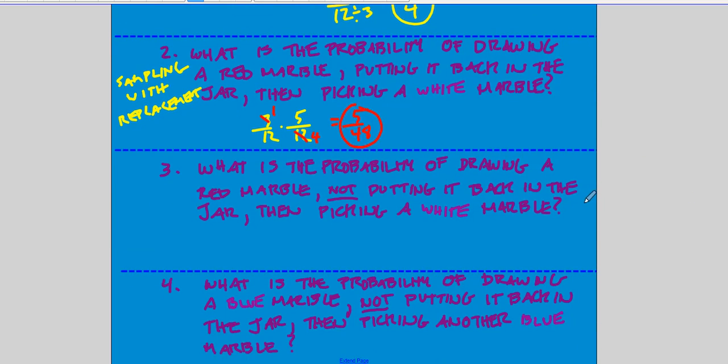So now, what's the probability of drawing a red marble, not putting it back, so this is now sampling without replacement, and then picking a white marble? We call this generally sampling, and I'm going to write without as WO, without replacement.